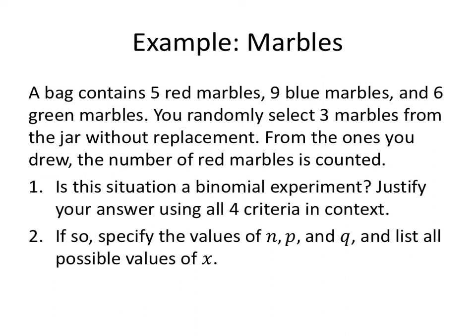Let's look at a marble example. A bag contains 5 red marbles, 9 blue marbles, and 6 green marbles. You randomly select 3 marbles from the jar without replacement. From the ones you drew, the number of red marbles is counted. So is this situation a binomial experiment? We're going to justify using all 4 criteria, and then we'll label those pieces N, P, Q and list all the possible values of X. So why don't you pause the video here and try this example, and then when you come back, you'll be able to see those answers.